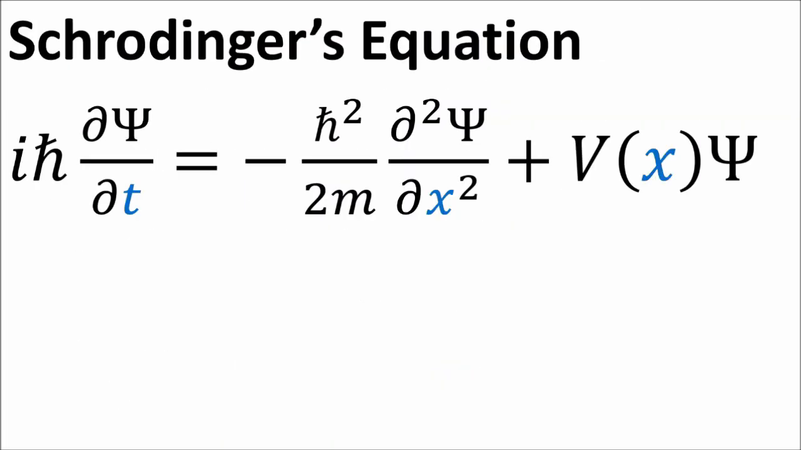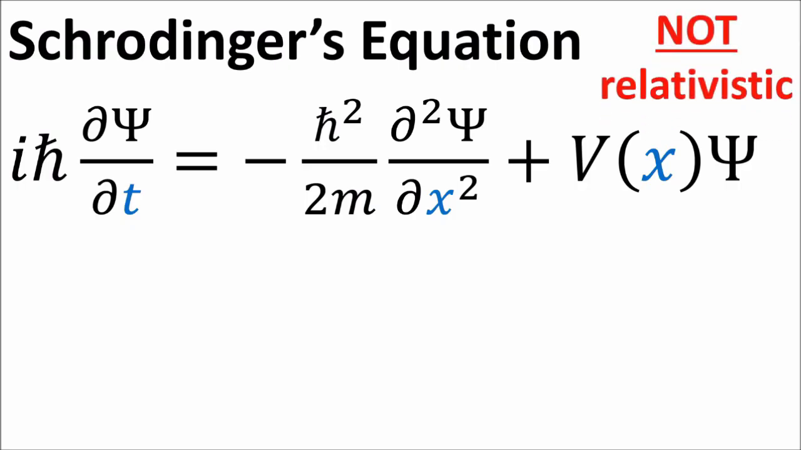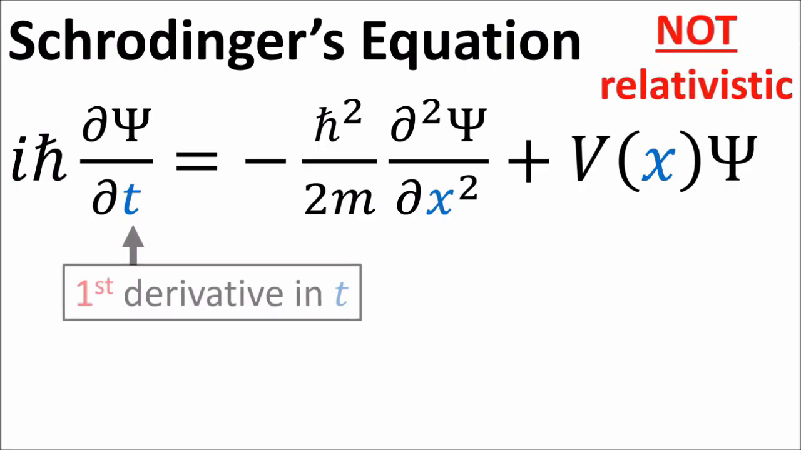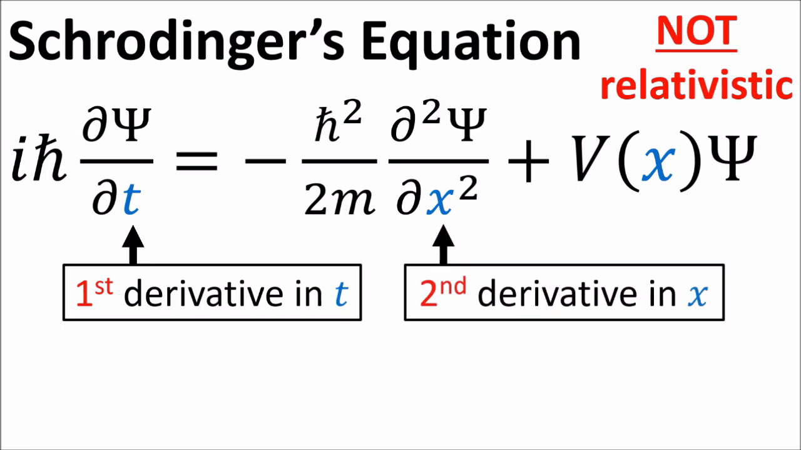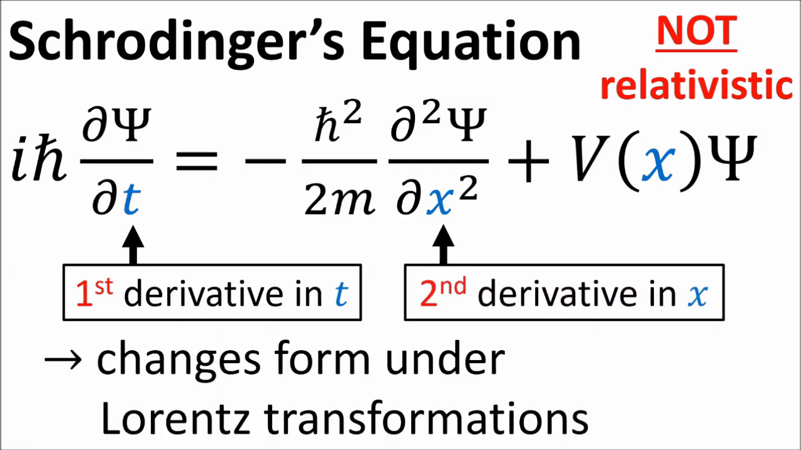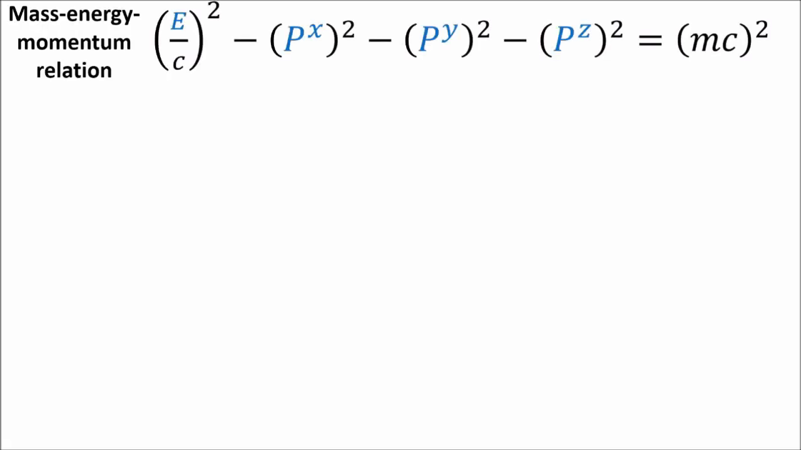So, ordinary quantum mechanics is governed by the Schrödinger equation. However, the Schrödinger equation is not a relativistic wave equation, because it treats time and space with different numbers of derivatives, and the equation also changes form under Lorentz transformations. To fix this, we can try deriving a relativistic wave equation based on the mass-energy-momentum relation from special relativity.